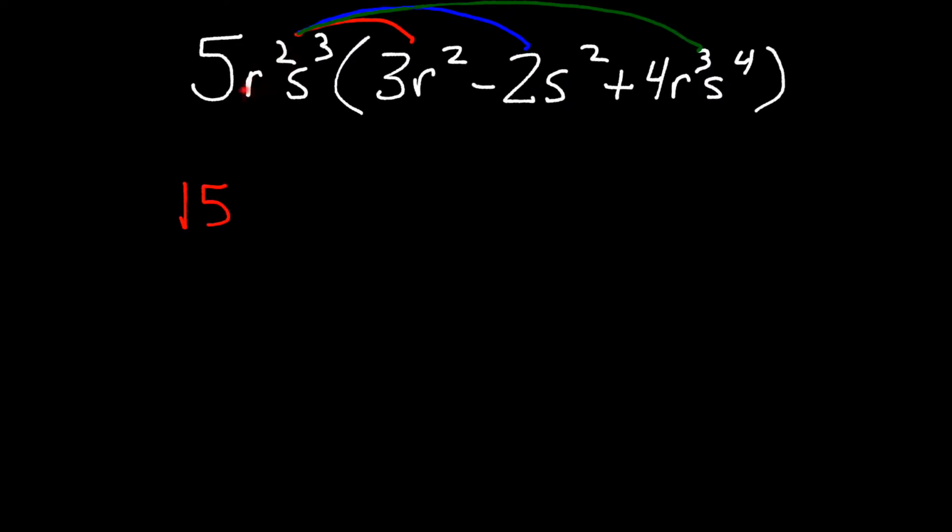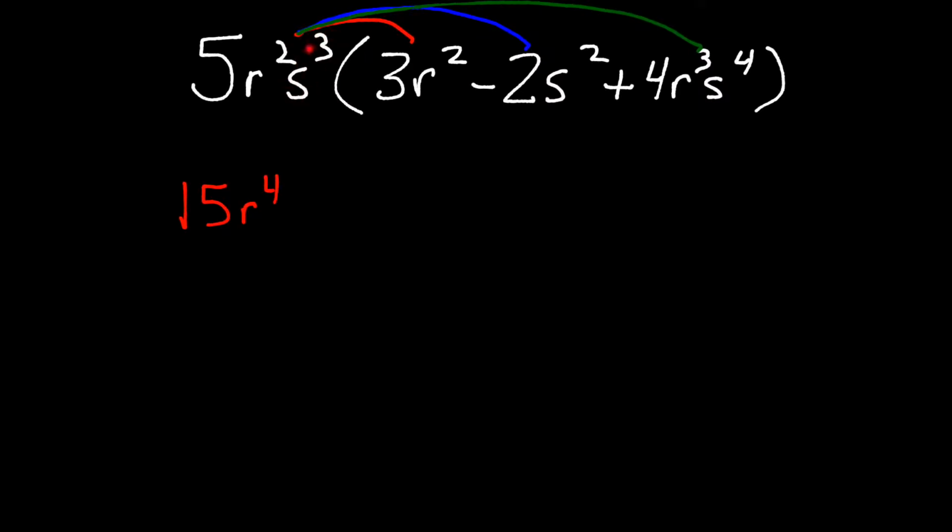We're going to start by multiplying the numbers, the coefficients, and 5 times 3 gives me 15. Now look at the r's. I'm going to multiply r squared times r squared. We're going to add these exponents. 2 plus 2 gives me 4. So I have r to the fourth.